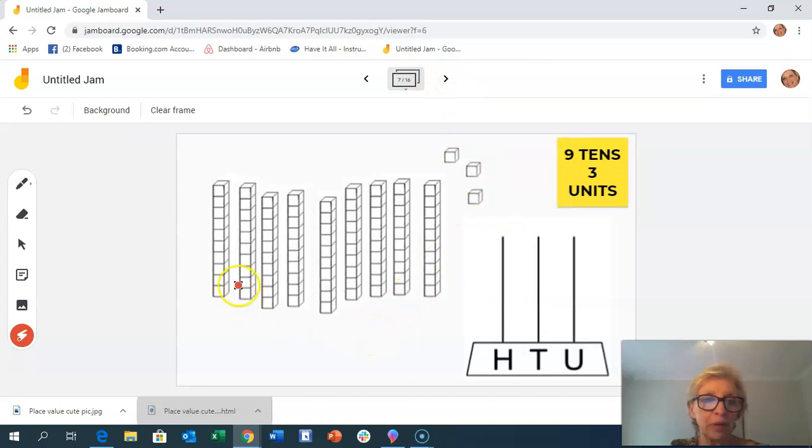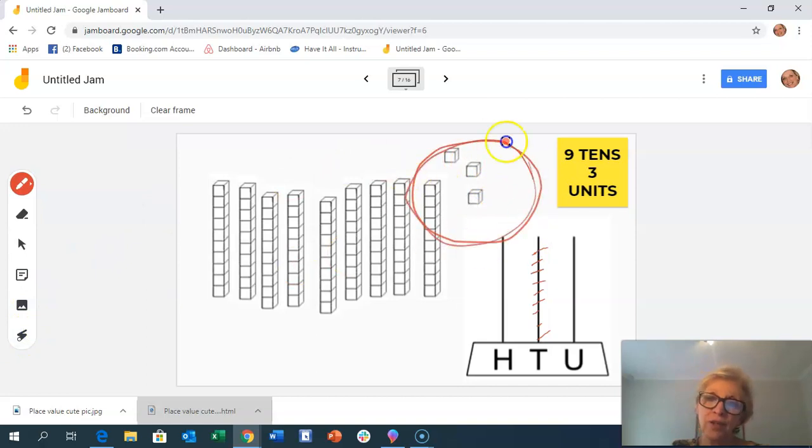One more, a bit more challenging this time. Let's count our tens. 1, 2, 3, 4, 5, 6, 7, 8, 9 tens. So let me put those 9 tens in the correct column this time. 1, 2, 3, 4, 5, 6, 7, 8, 9. But I don't just have 9 tens, I've also got 3 ones or 3 units. 1, 2, 3. And my answer now is 93. So we are nearly at 100, aren't we?